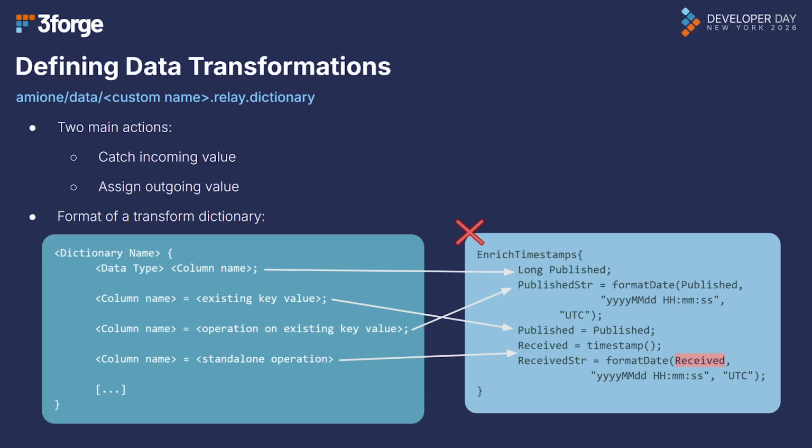Now, when you're writing the received string column, you may be tempted to reference the received column that was created earlier, but this actually won't work. So dictionaries evaluate only on the incoming message, not like a partial transformation within the dictionary. So you want to make sure that when you're assigning outgoing values, you're only referencing columns that were included on the source message or standalone operations.